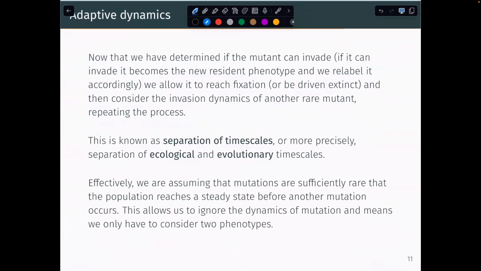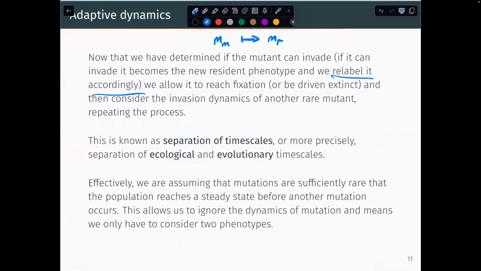Okay, so we've determined if a mutant can invade. If it becomes the new resident phenotype, what we're going to do is relabel it as this resident. So the MM that we had before, if it can invade, is now going to become our new MR.